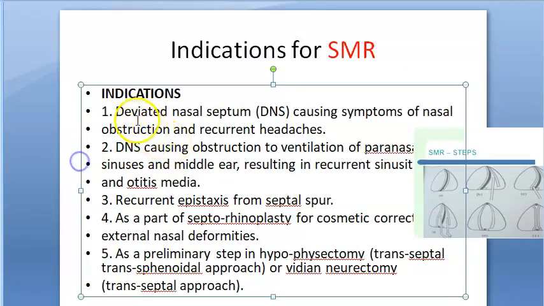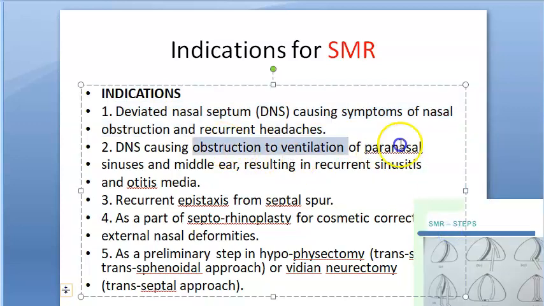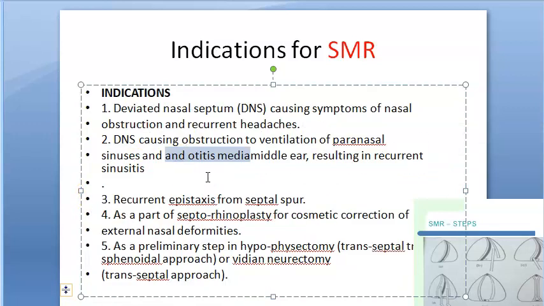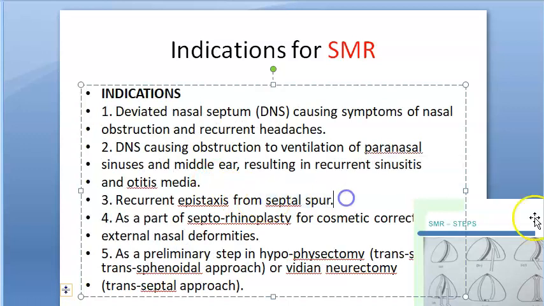For SMR, what are the indications? Deviated nasal septum causing symptoms of nasal obstruction, recurrent headaches if there, or if there is obstruction to the ventilation of paranasal sinuses or middle ear, recurrent sinusitis, otitis media if it is there. So these are the things that you have to pay attention to. If there is a septal spur because of deviated nasal septum, or if it is for cosmetic purpose, they need something.